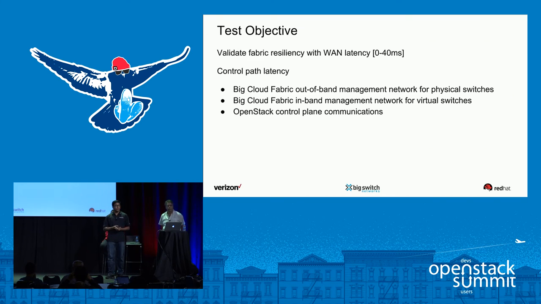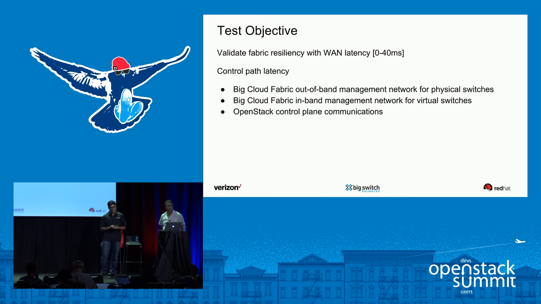The objective of the whole test was to validate that the Big Cloud Fabric was resilient, even in the presence of WAN latencies. So Verizon, their metro optical WAN, has a maximum latency of 40 milliseconds from the East Coast to the West Coast, and that became our magic number here. So the tests were for latencies between 0 and 40 milliseconds, which is an RTT of 80 milliseconds.